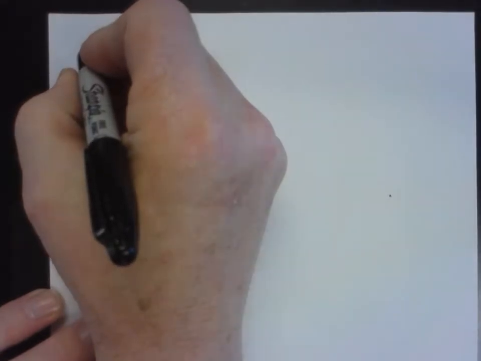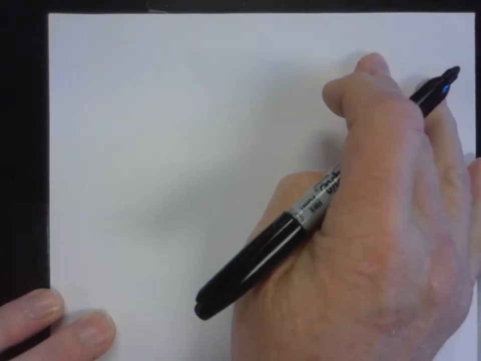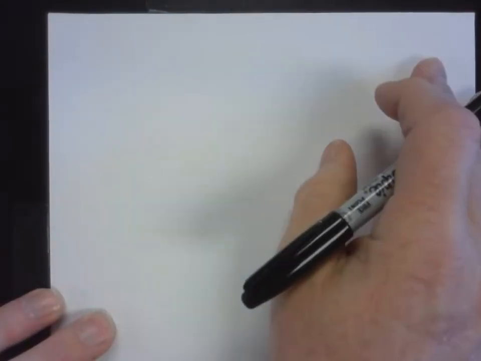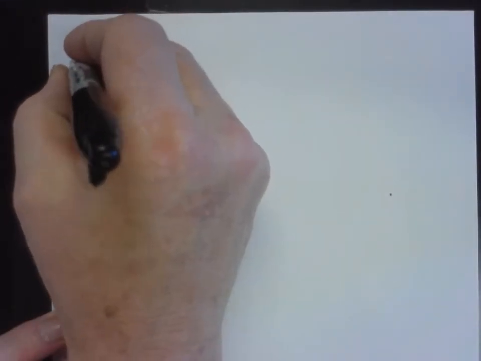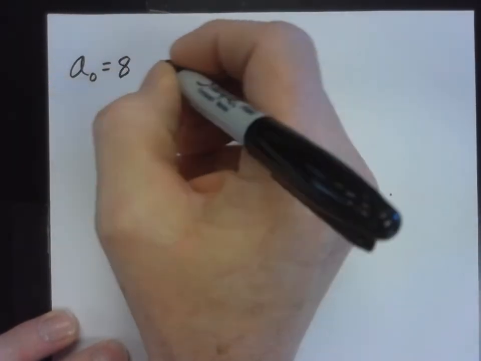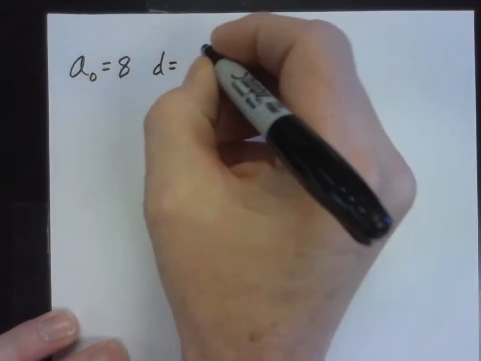Okay, let's talk more about explicit and recursive formulas. I'm going to talk about arithmetic and geometric sequences, okay? And we're going to talk about a recursive formula and an explicit formula. So let's just start. I'll just give you the zero term. So a sub 0 is 8, and the common difference is 3.